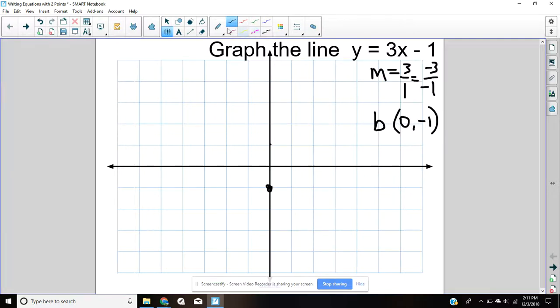And then we're going to use the slope, the rise and the run. So we're going to go up 3 and right 1. But we could also use the second slope here and go down 3 and left 1. And in doing so, it creates, as you can see, this nice friendly line, which looks like this. Now, we've identified the slope and we've identified the y-intercept. Now we're going to do the reverse.